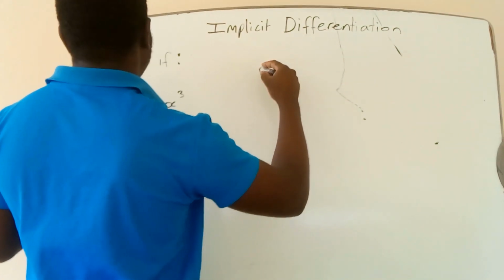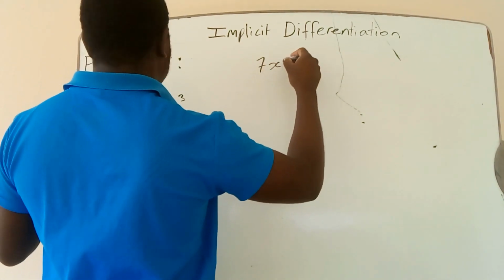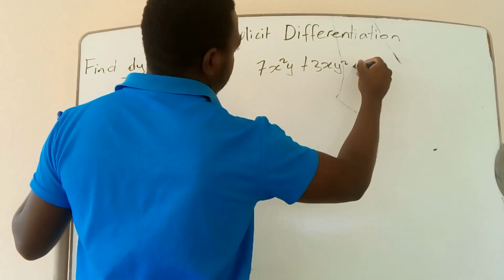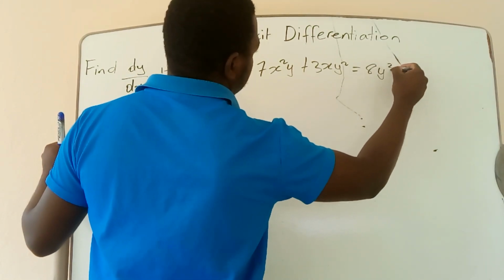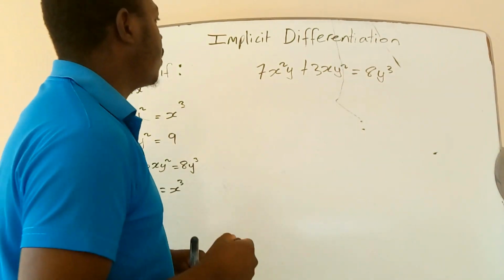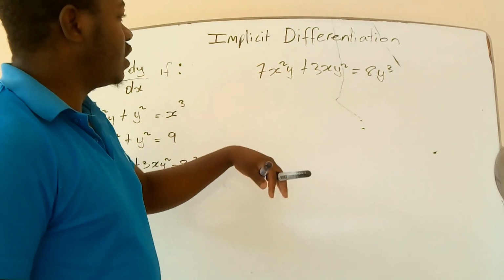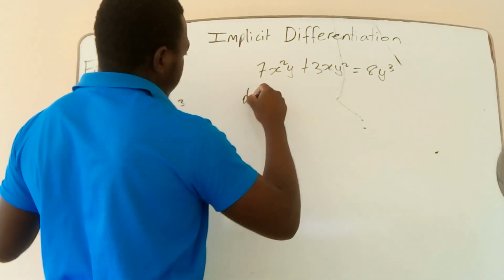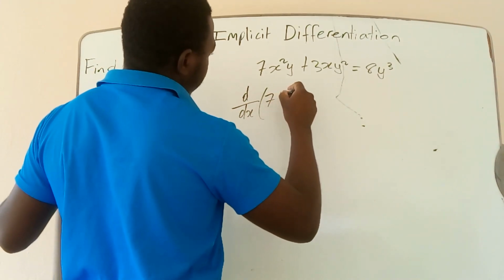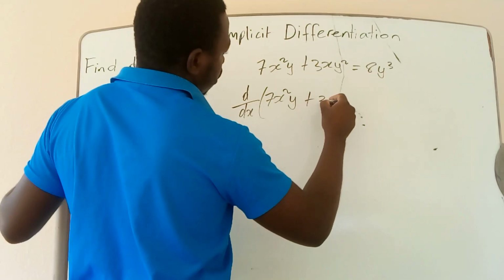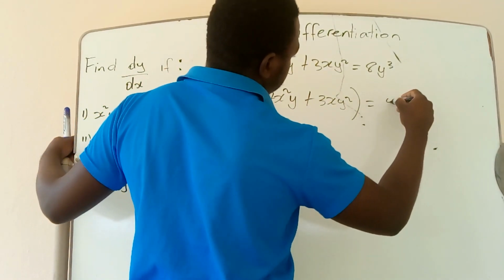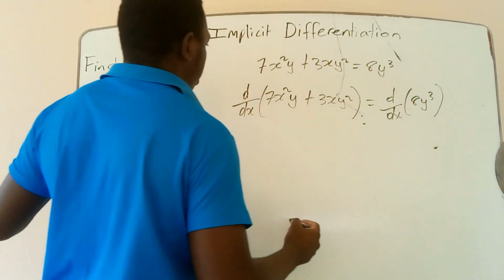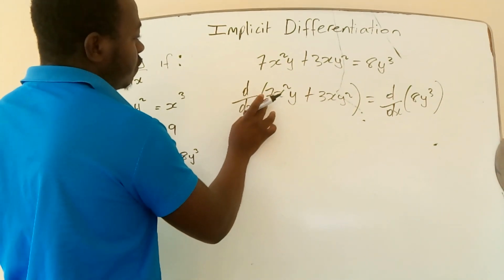So we have number 3. Find dy by dx of 7x squared y plus 3x y squared equal to 8y cubed. Now all you need to do is to differentiate both sides of the equation. So anytime you're differentiating a function implicitly, you just differentiate both sides with respect to x. So it's going to be d by dx of 7x squared y plus 3x y squared in brackets equal to d by dx of 8y cubed.